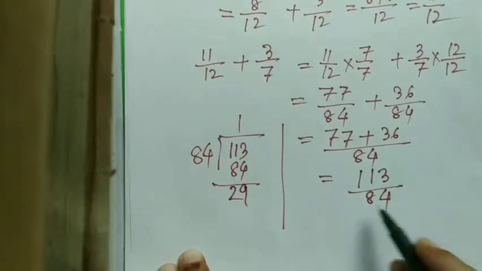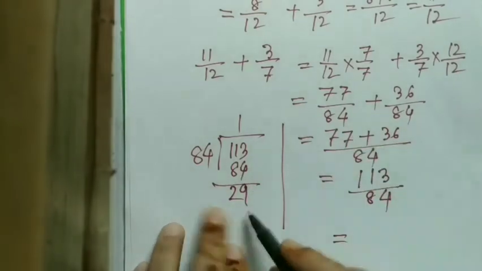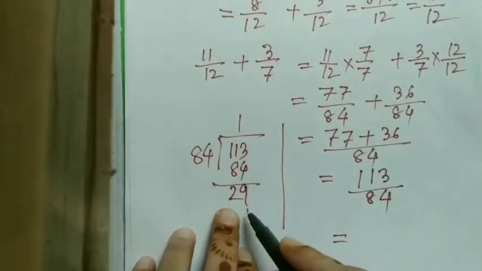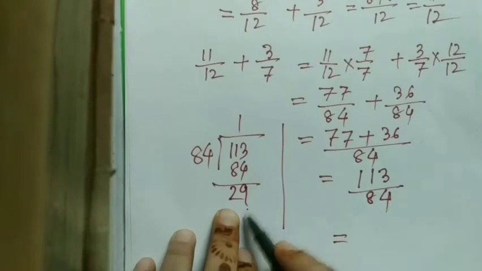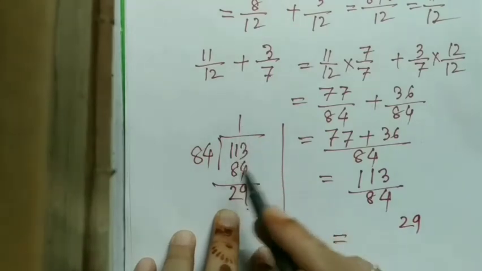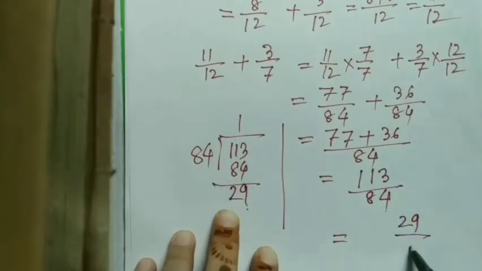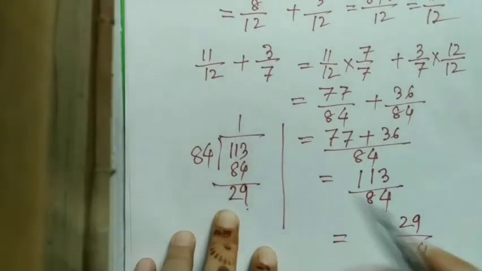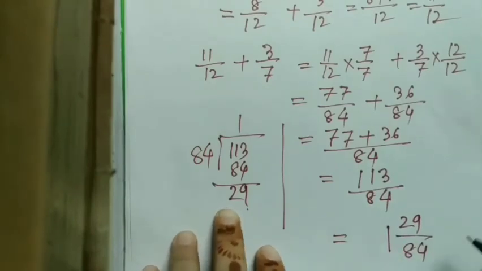So as I told in my previous video, how can we write it? This bottom one will go to the top one, and this 84 will remain here, and this quotient will be our whole number. So this is the answer.